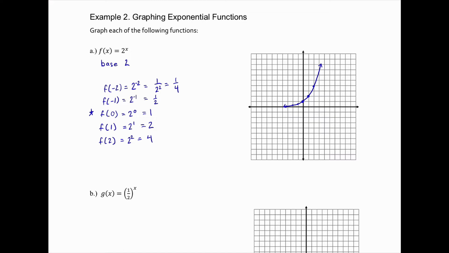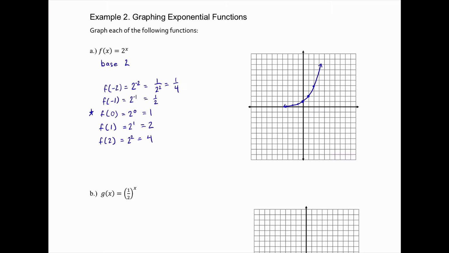It's important to note that as we go to the left, or as x goes to negative infinity, the graph will never go below the x-axis. The reason being is we can't pick any value for x that will allow us to get a negative number here.